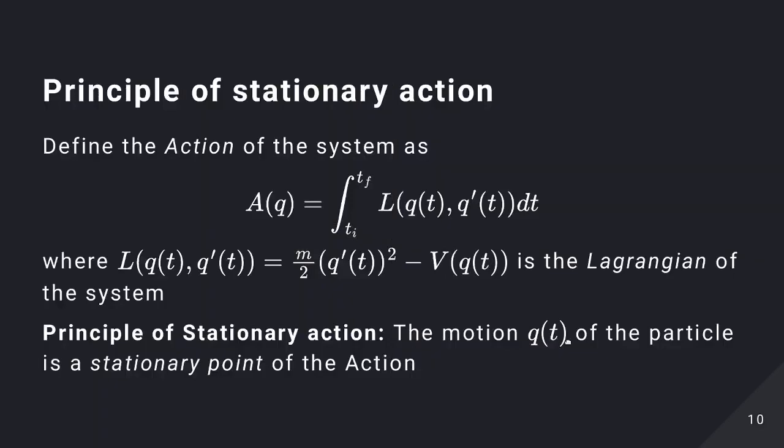And then the general physical principle is the principle of stationary action. It says that if we define the action of our system as the integral from our initial time to the end time of this function L of our position and velocity at the time, which is called the Lagrangian of the system, and here is just the kinetic energy minus the potential, then the principle of stationary action says that the motion q of the particle is a stationary point of the action. So the actual motion of the particle is a stationary point of the action.